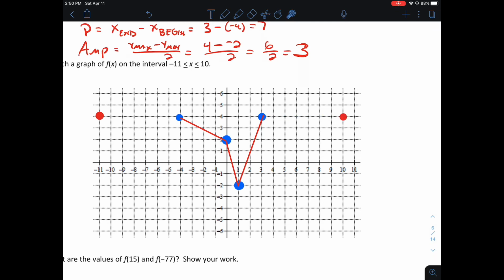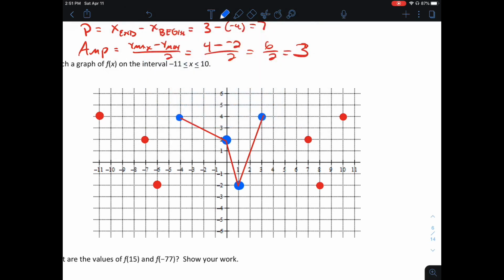I can use that same logic for this point here at 0, 2. If I go 7 units to the right, put a dot. If I go 7 units to the left and put a dot, these should be points on my graph. If I go down here at 1, -2, and if I go 7 units to the right, I'm going to be at 8, -2. If I go 7 units to the left, I'm going to be at -6, -2.